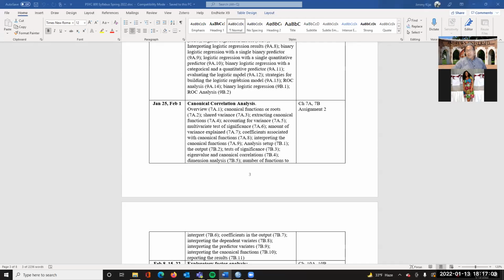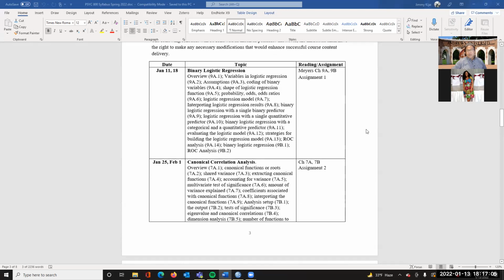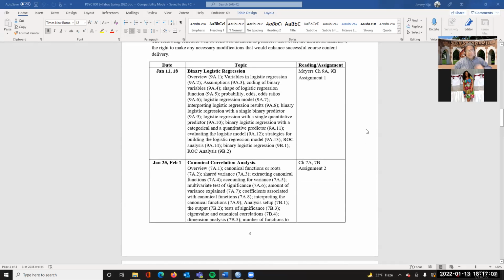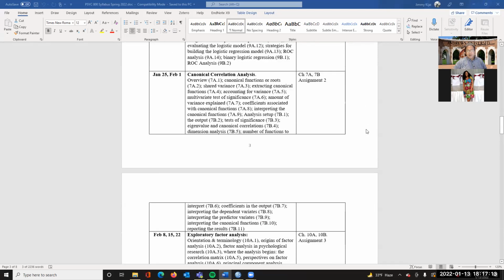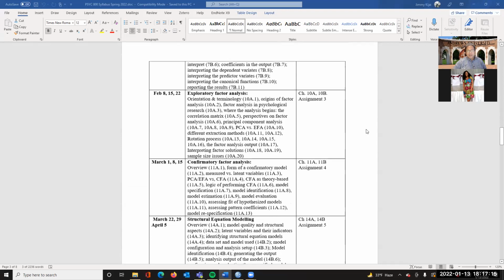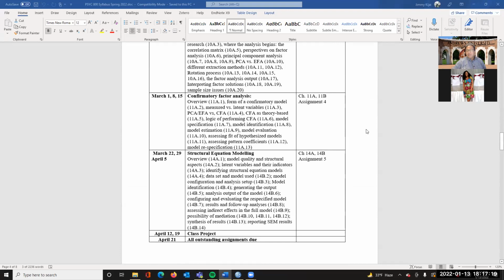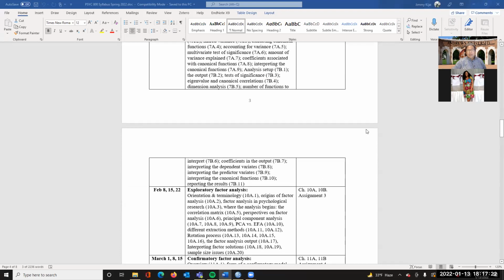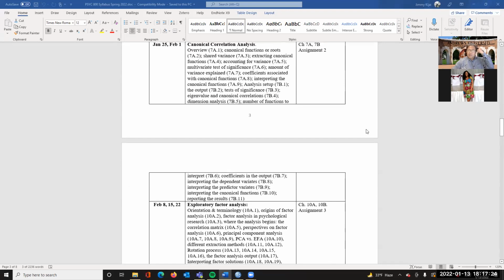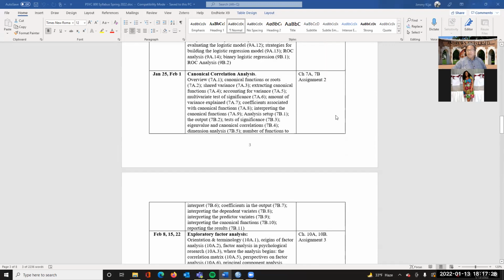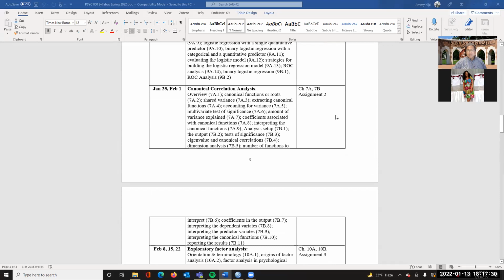Okay, so we will look at these five different topics: binary logistic regression, canonical correlations, exploratory factor analysis, confirmatory factor analysis, and structural equation modeling. All right, so these are the five topics we will cover, and therefore there are five assignments, one assignment for each module.